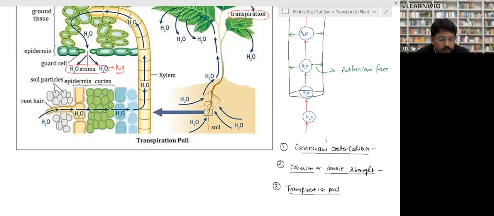One last point. A tension of 10 to 20 atmosphere is sufficient to raise water to the height of the tallest tree, over 130 meters.